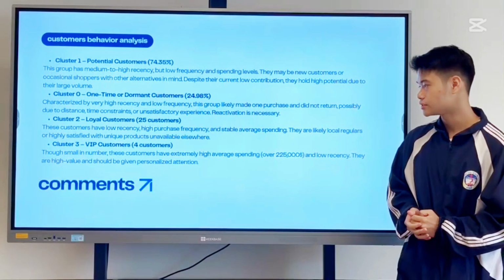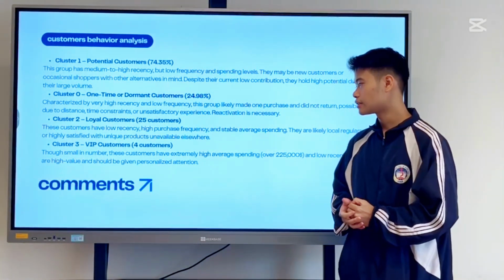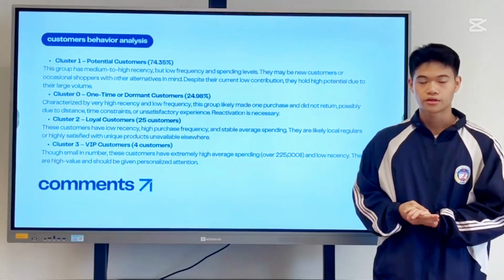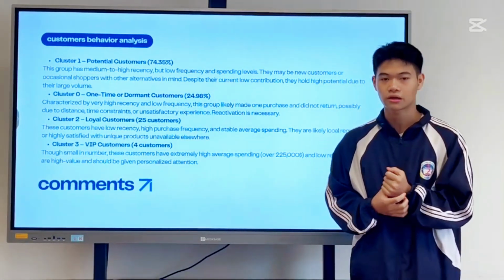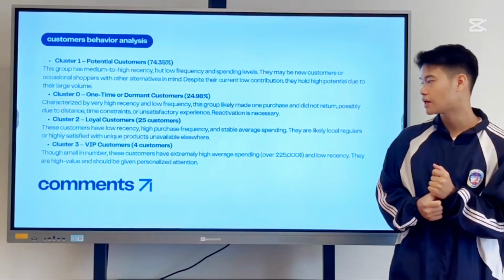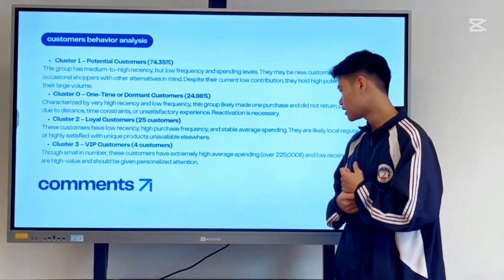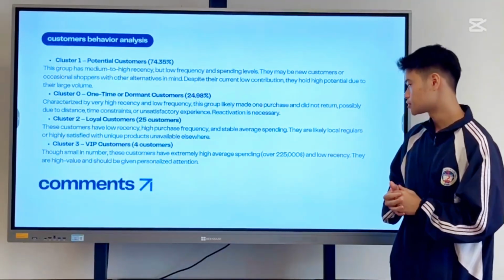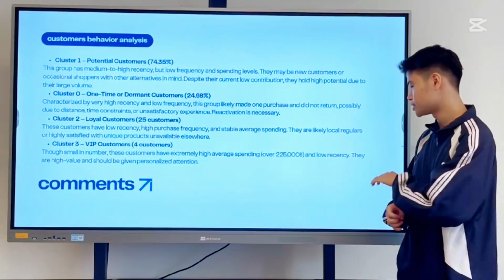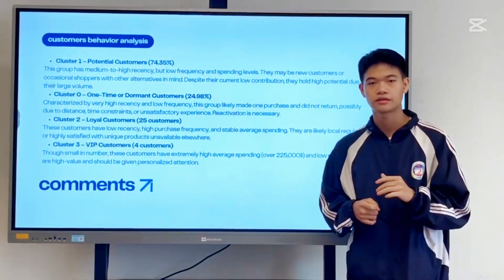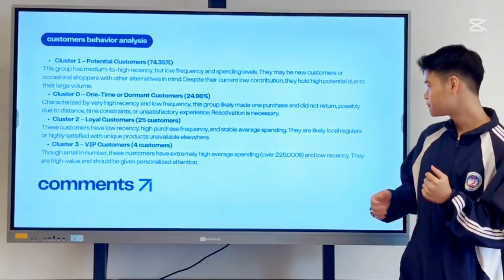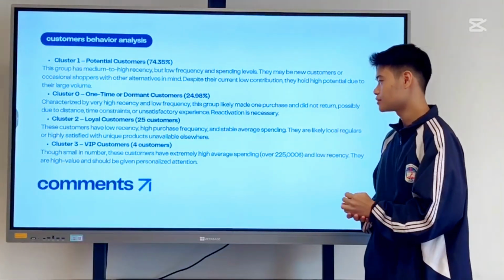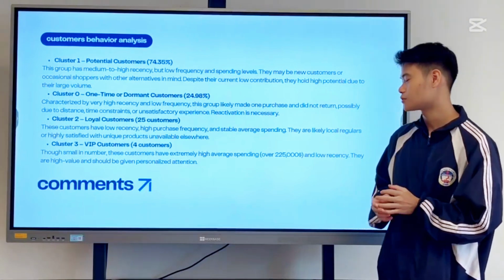And the last one is the people in cluster 3. That is the VIP customers. There are just 4 VIP customers. They are small in number, but they have extremely high spending, over $225,000 each, and really low recency. That shows that they really love to buy goods in our shop. They are high volume and should be given some personalized attention.